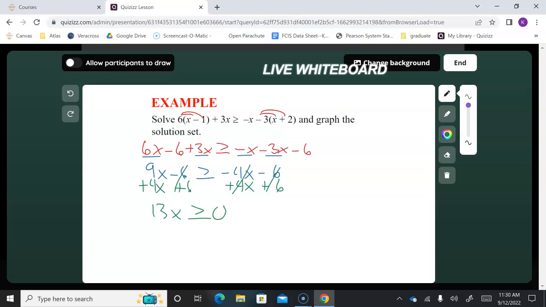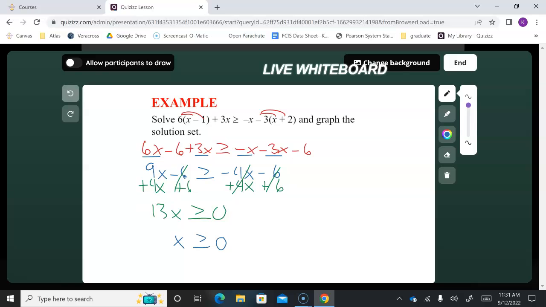All right. Now what? No, I'm not done yet. How do you divide by 13? Divide by 13. Now 0 divided by 13 is what? 0. Okay, but you still have to do that step. Divide by 13, I still get 0. And that's fine. It's really important that you still remember that because, well, what if I had a negative 13? Then I would have to flip. So you still need to make sure that you follow through all of those steps.